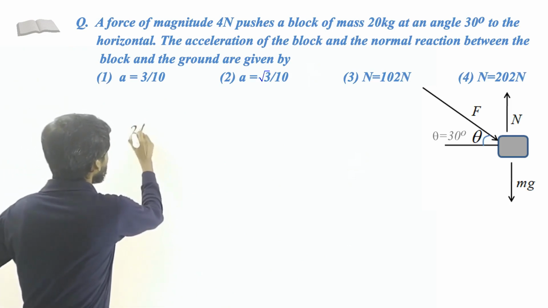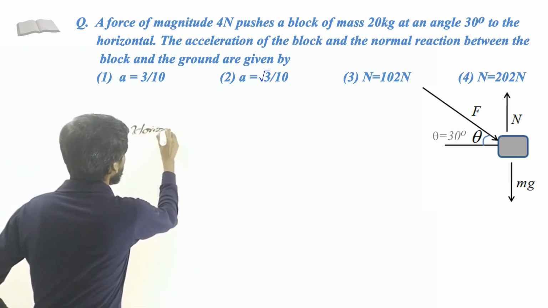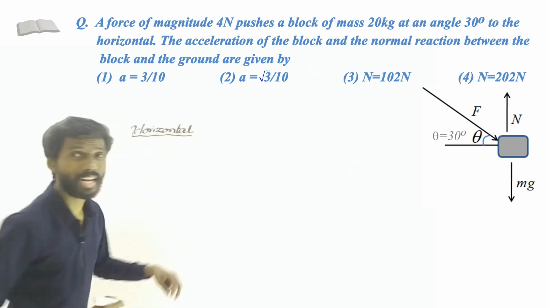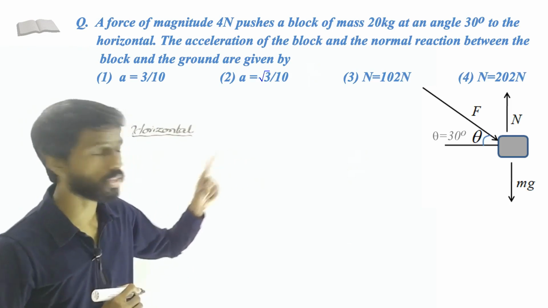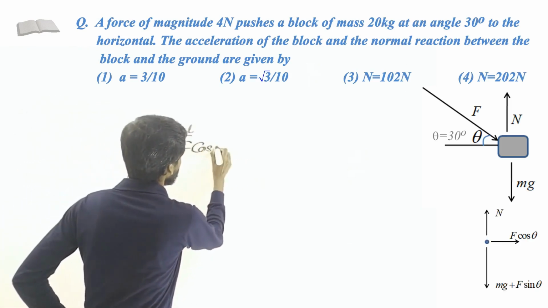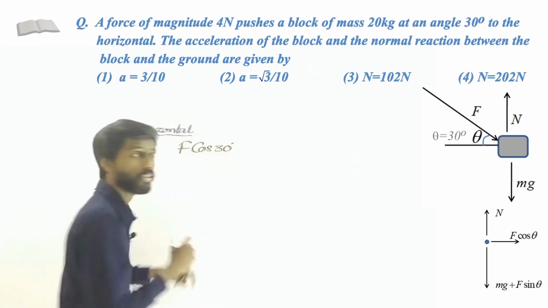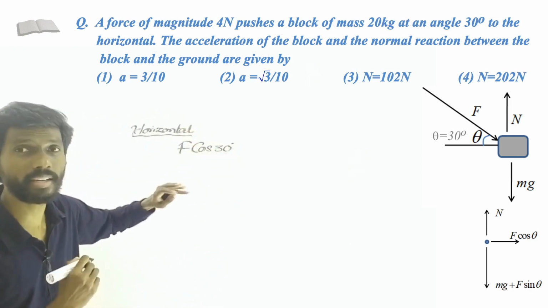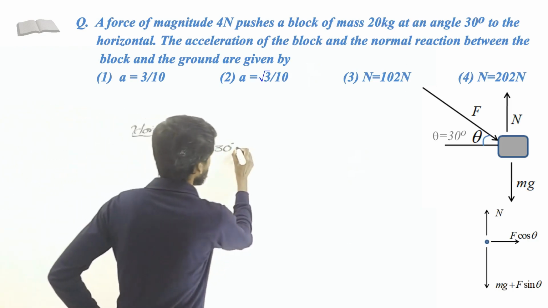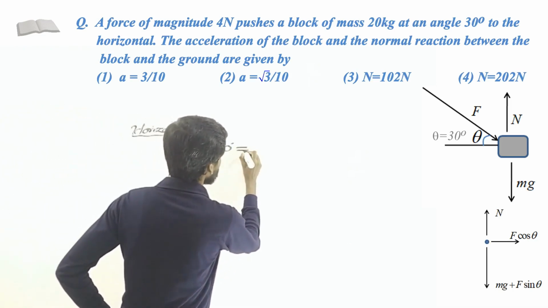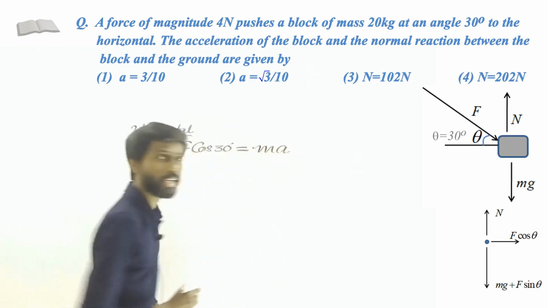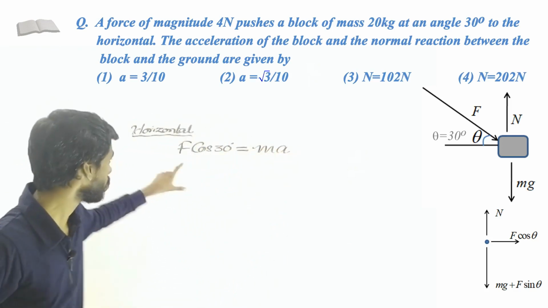In the horizontal direction, what is the force acting? That is the component of the force in the horizontal direction, F cos 30 degrees. So that is the component in the direction making an angle of 30 degrees. So F cos 30 degrees is the total force, and that must be equal to mass times the acceleration. This will give you our required acceleration because the force is known.